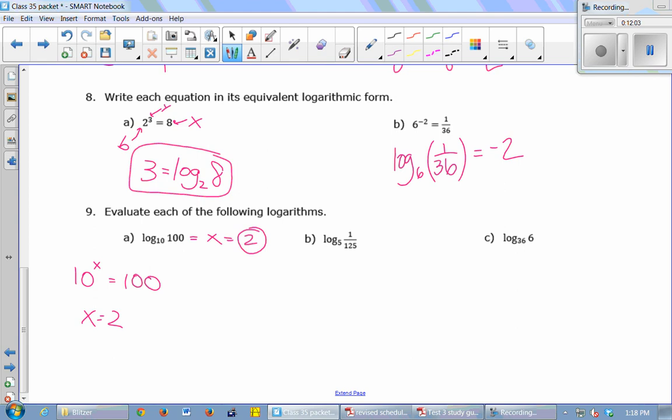Okay, log base 5 of 1 over 125 equals what, right? We don't know, so we'll call it x. Well, if I rewrite it as an exponential equation, it would have base 5 raised to the x equals 1 over 125.